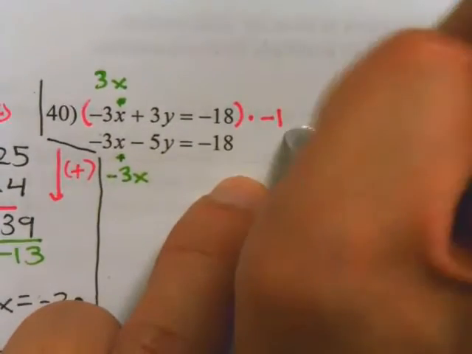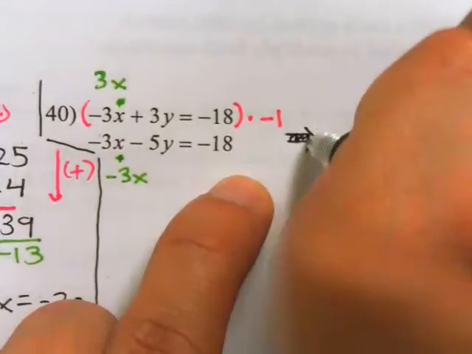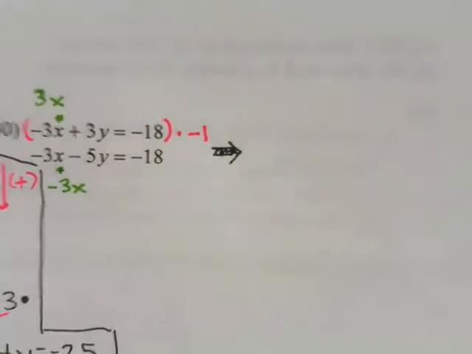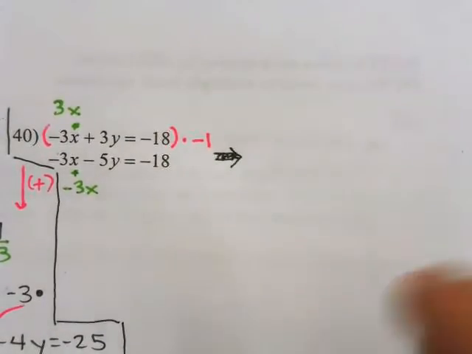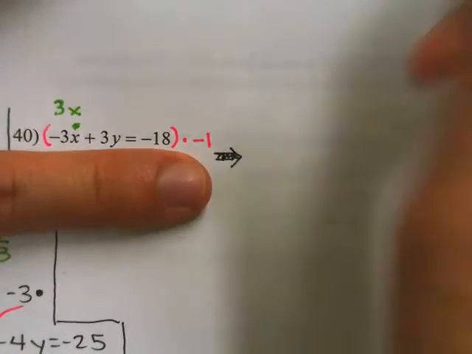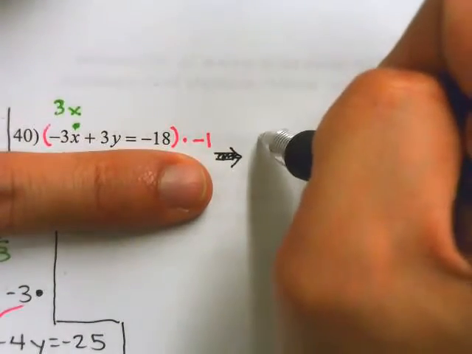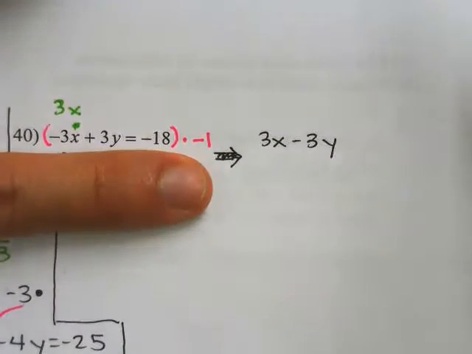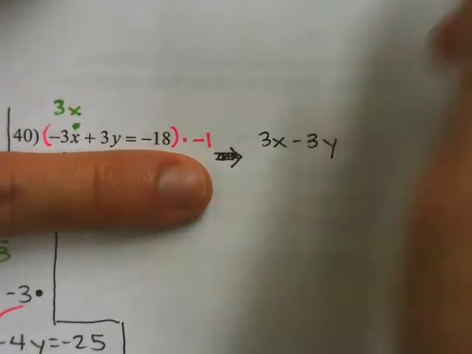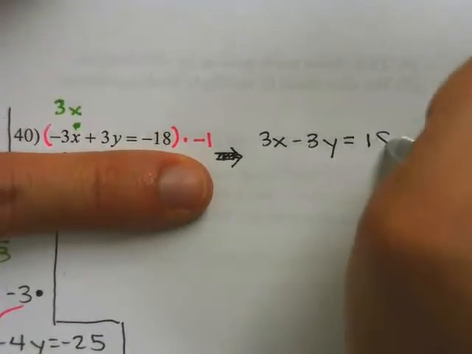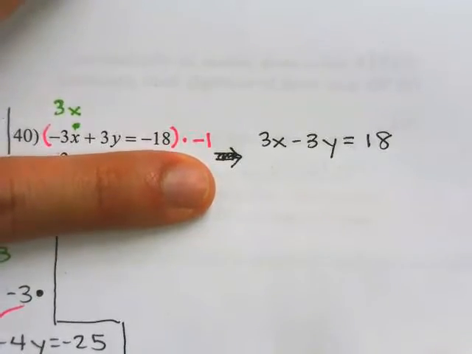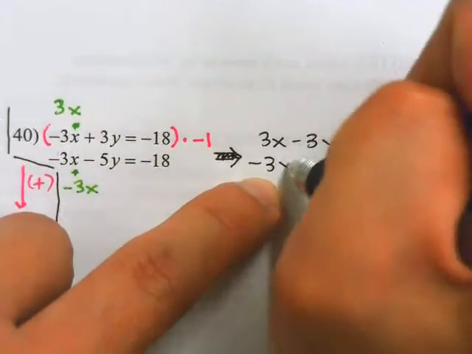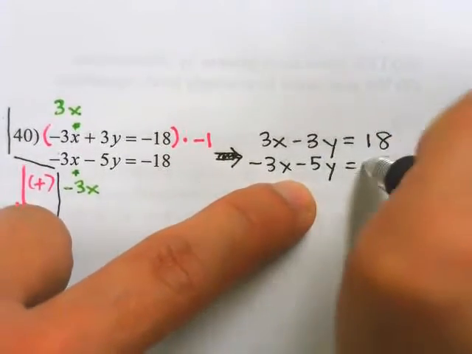Okay, now let's go ahead and rewrite. Remember, with -1, all the signs just change. So tell me what your new equation is. Go for it. Yeah, 3x plus -3y or minus 3y is equal to positive 18. So all the signs change. You can just change it like that. Okay. We're going to leave the second equation as is.